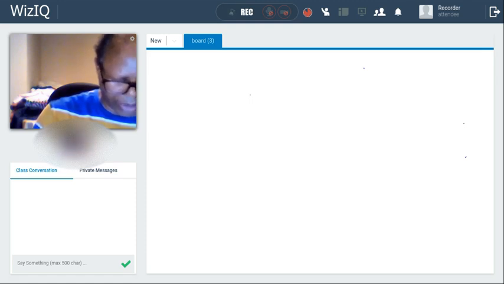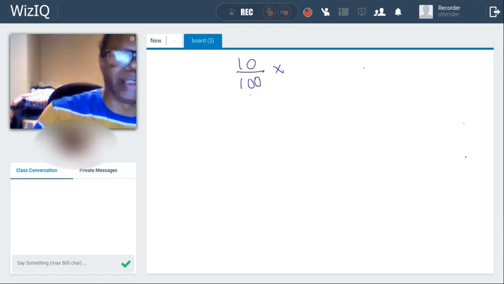So we need to find the reduced price, which means it was reduced by 10%. So 10% of 300, which means 10 over 100 times 300. So we are talking of 10 over 100 multiplied by this 300 pounds. So these zeros can cancel. So you have 3 times 10, which is 30 pounds.